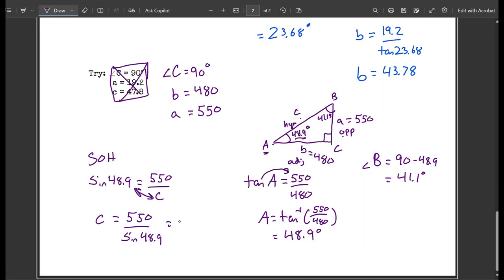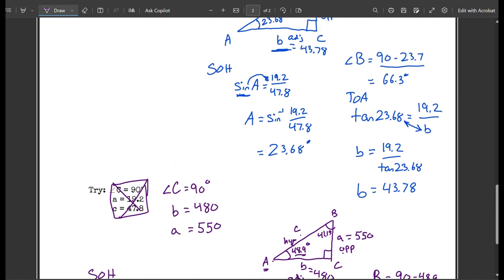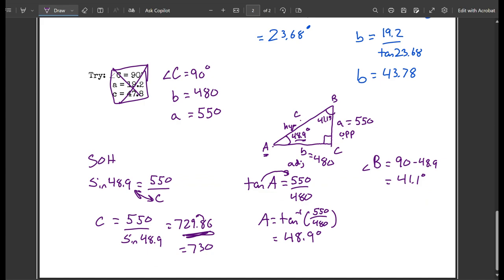So the missing side is 729.86, and that would round up. Sorry. Yeah, you could round up to 730, but I would be fine if you left it like this. All right, that takes us through our notes packet for today.